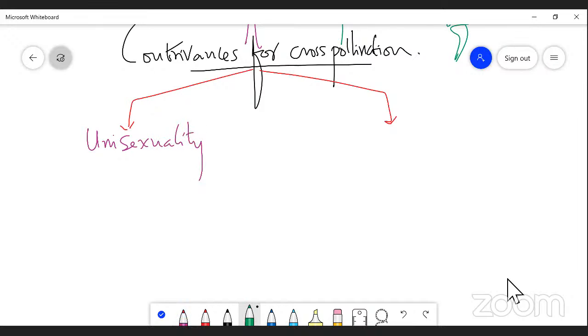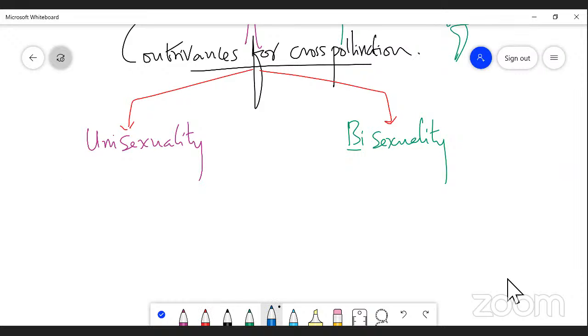The second one, bisexuality. Bi means two, right? So the androecium and the gynoecium are found in the same or different category, and these attain maturity. Bisexuality. Students, I have explained two things based on the contrivances for cross pollination: one is unisexuality, another is bisexuality. Unisexuality can be explained by the presence of male and female flowers separately.